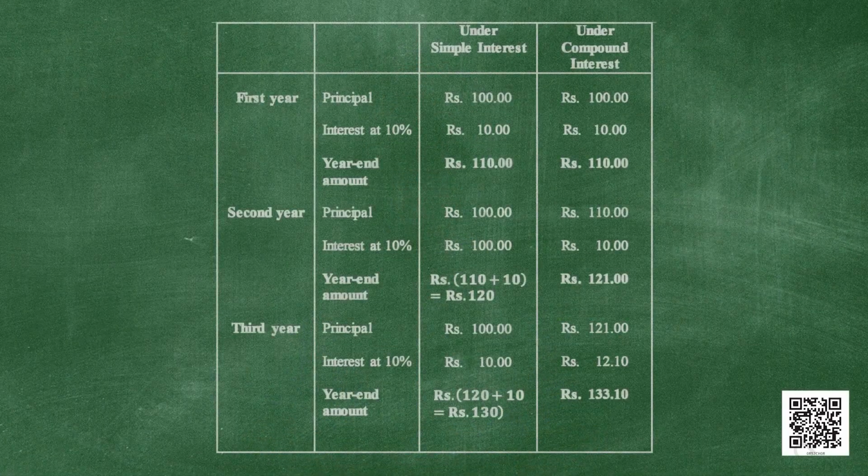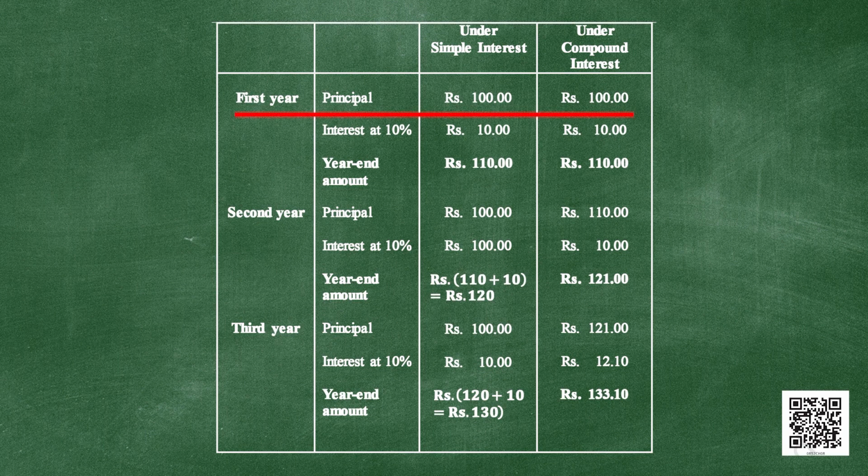Students, let's try to look at the difference between the simple interest and the compound interest. To have a clear distinction between these two, let us take a principal of rupees 100 at the rate of 10% per annum. Look at the given table. In the first year, the principal amount under simple interest is rupees 100, and of course under compound interest it is also rupees 100. Since interest is at 10%, under simple interest it is rupees 10 and under compound interest it is also rupees 10. So at the end of the first year, under simple interest the amount will be rupees 110, which is the same under compound interest.